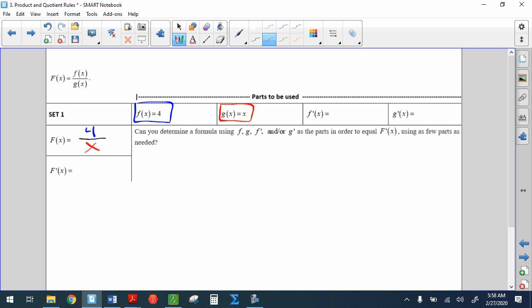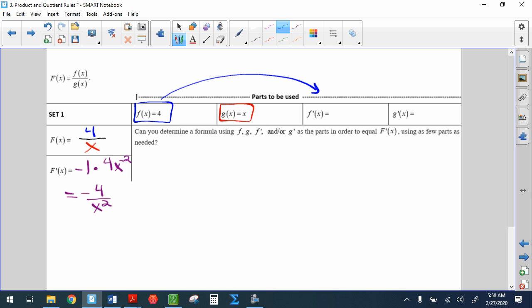So if my function is 4 over x, using my simple power rule, I can think of that as 4 times x to the negative 1. So my derivative of that will be negative 1 times 4x to the negative 2, which I can then rewrite as negative 4 over x squared. So 4x to the negative 1 becomes negative 4 over x squared. So we want to see if we can get that with as few parts as possible.